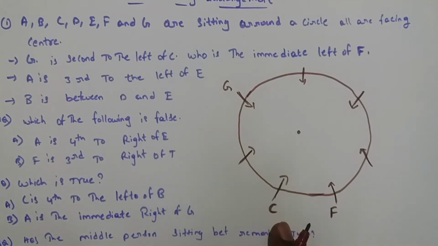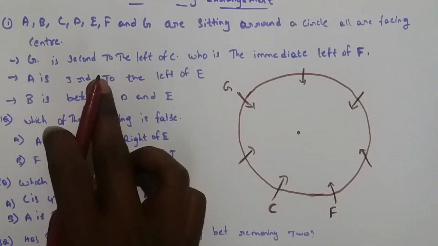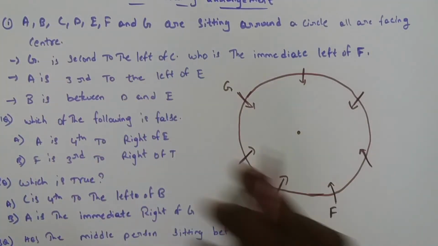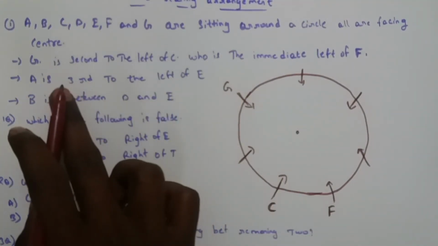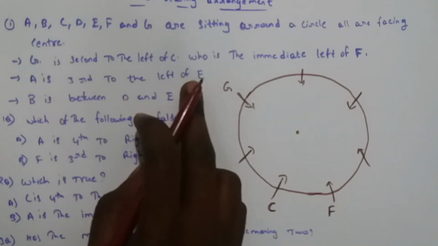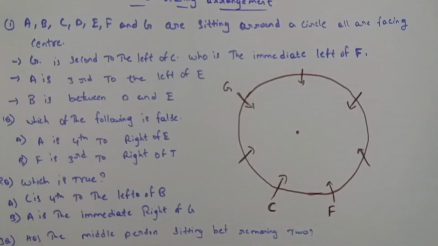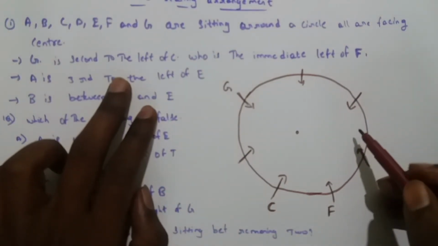Now see the next option, A is third to the right of E. Now see, A is placed on the right side of E. A is third to the right of E. Now for E, let us assume, take E here.